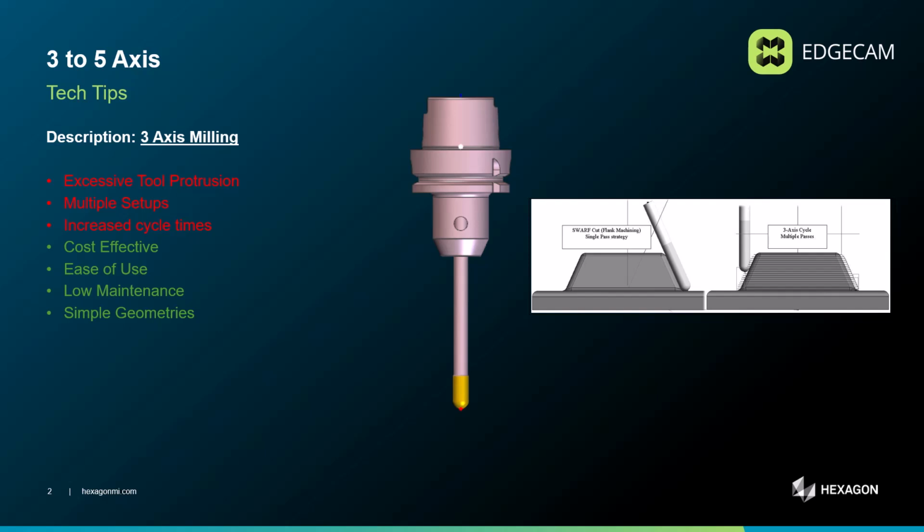Highlighting in red is some downsides for the use of 3-axis machining. Long tool protrusion due to limitations of machining in a 3-axis world. And you normally require multiple setups, and these can become very costly. Unfortunately, the kinematic of a 3-axis will increase cycle times due to capabilities.